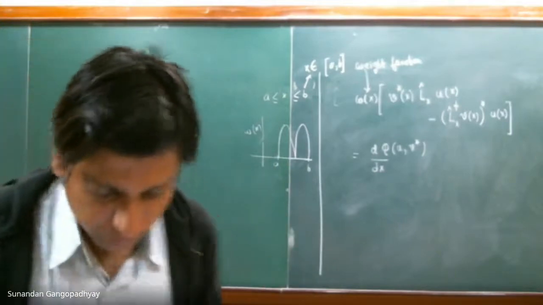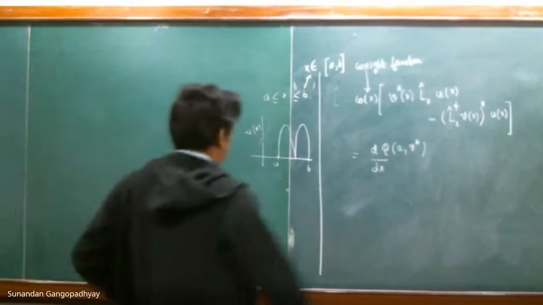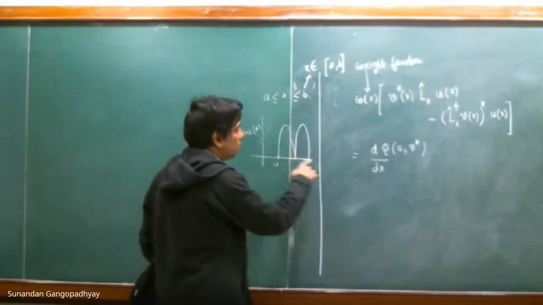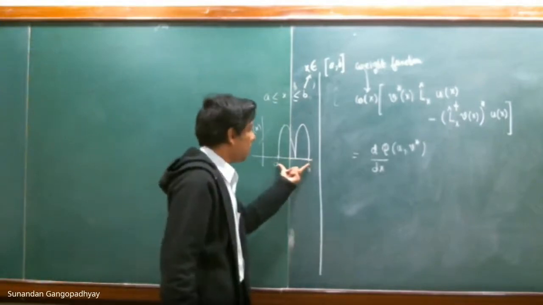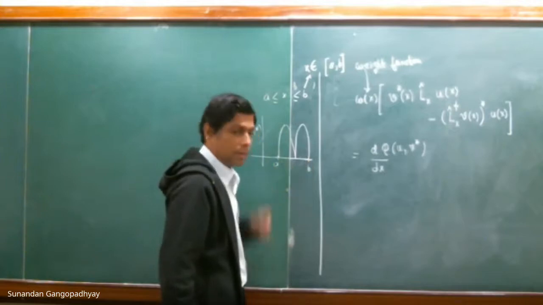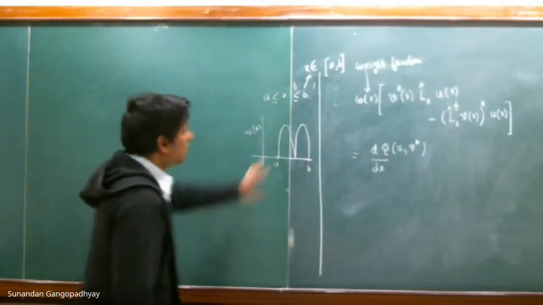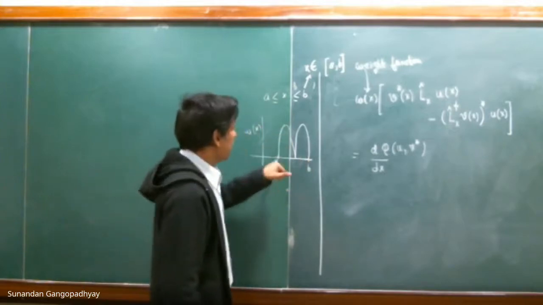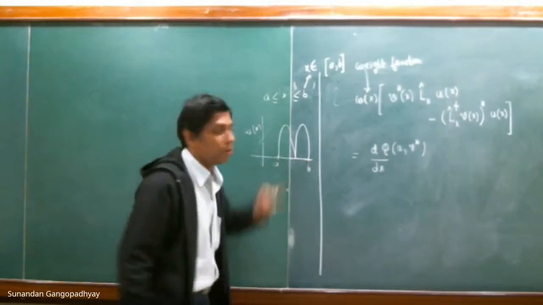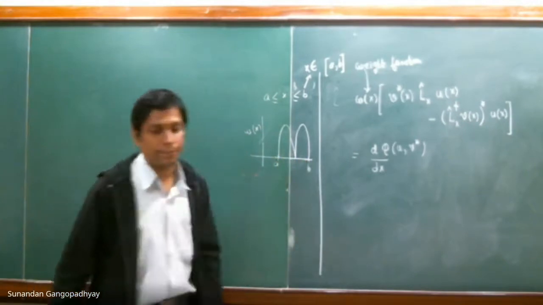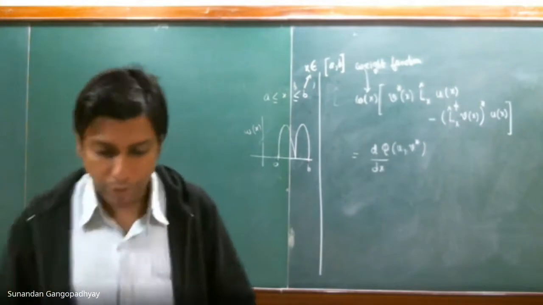Okay. It can have isolated zeros at some intermediate point within this closed interval, but it is positive definite. It can have zeros at this point, so that is not a problem. So this is a weight function.